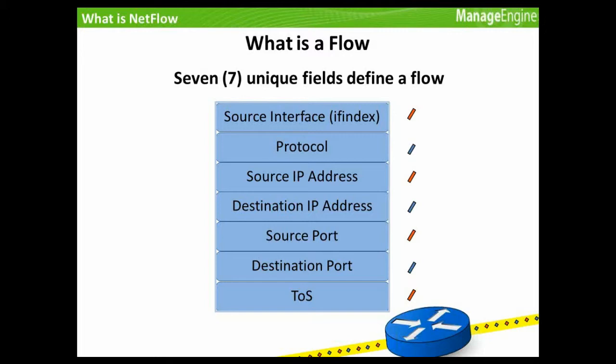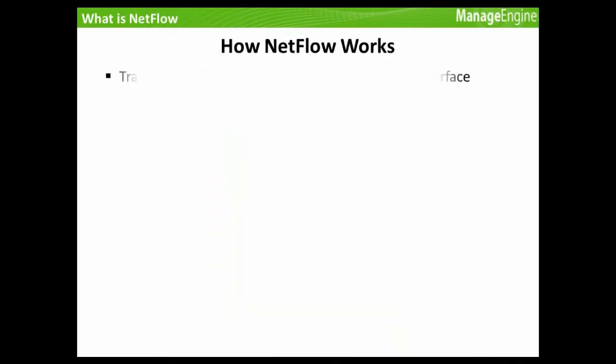A flow consists of source interface, protocol, source IP address, destination IP address, source port and destination port, and type of service. So these 7 fields is what is defined as a flow. Now we'll see how this comes into the picture.